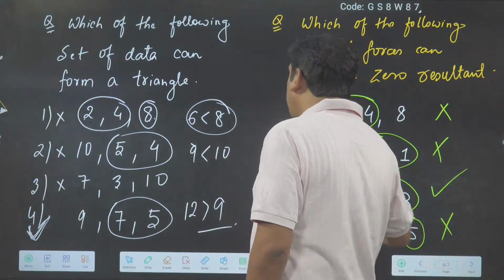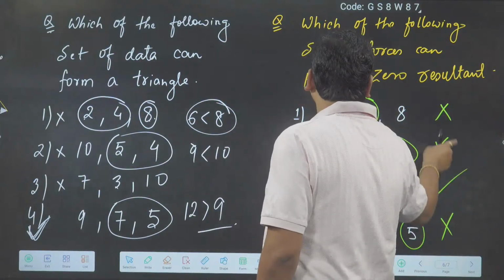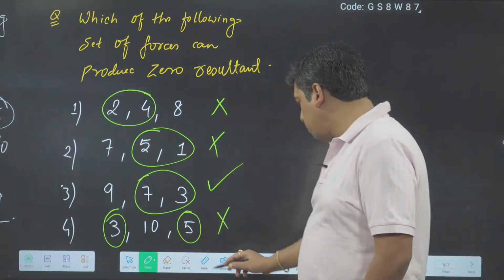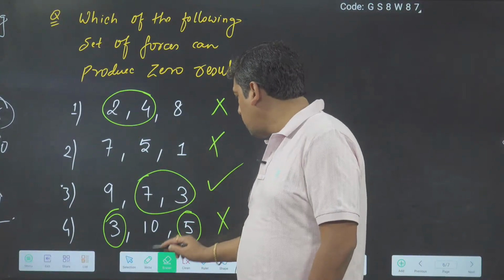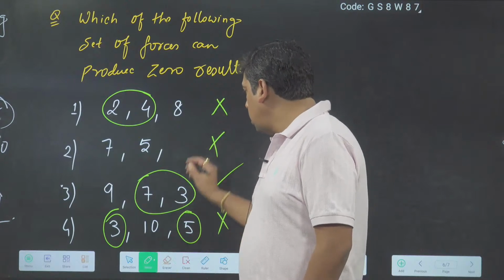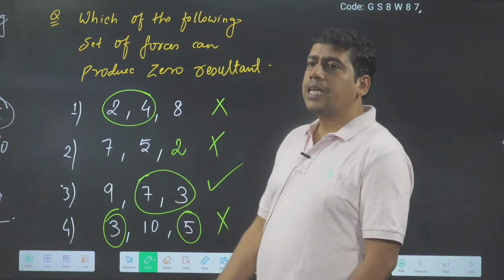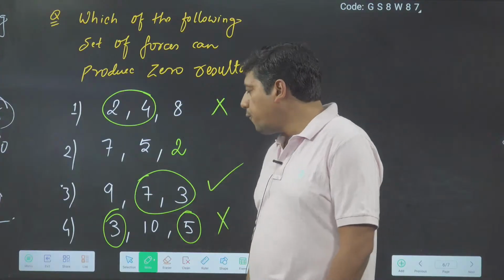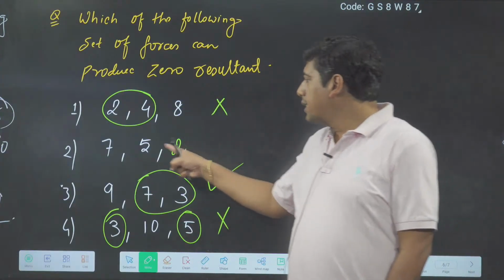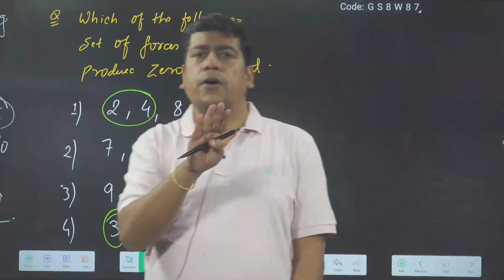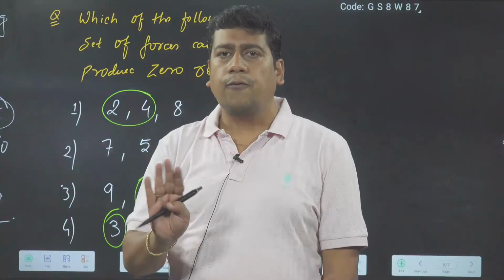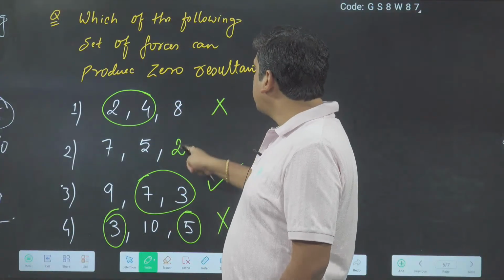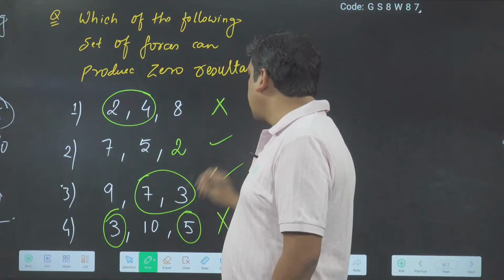Okay? And why are we following the same thing? Because if net force has to be zero, then it will form a triangle. But here one extra thing you should remember. If they give 7, 5, 2, although 7, 5, 2 can never form a triangle, in this zero resultant question, this can also be correct. How?